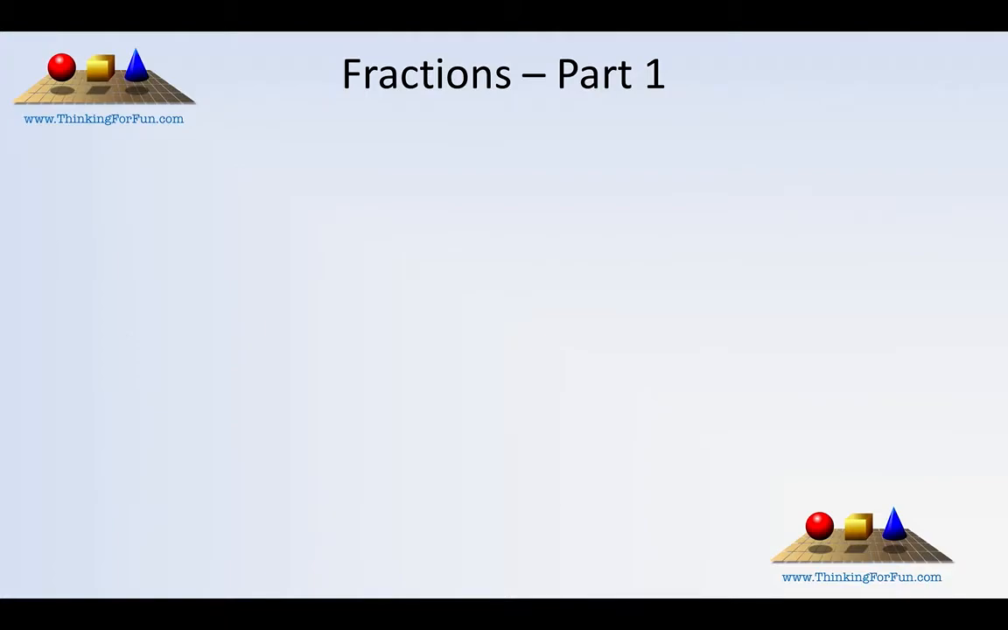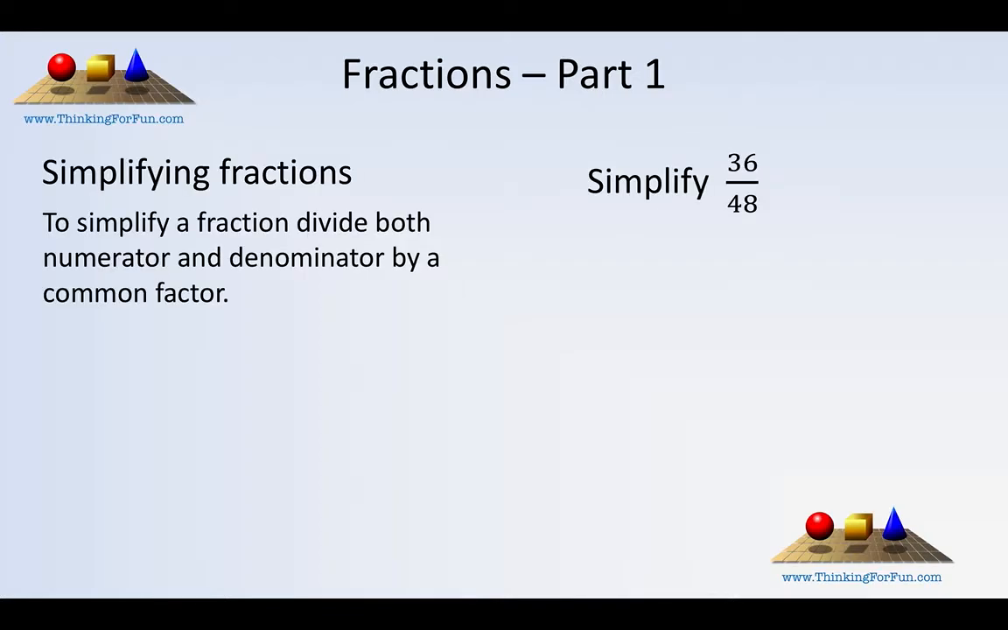Now let's have a look at simplifying fractions by considering the fraction 36/48. To simplify a fraction, we divide both top and bottom of the fraction by a common factor to both numerator and denominator. In this example, 3 is a common factor of both top and bottom, and therefore dividing both numbers by 3 gives the fraction 12/16.